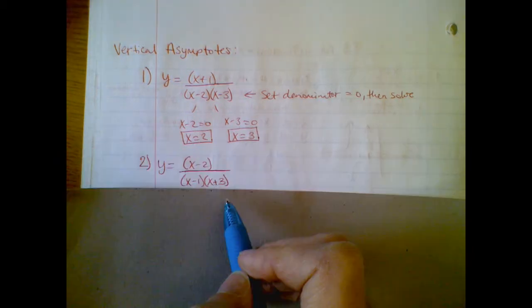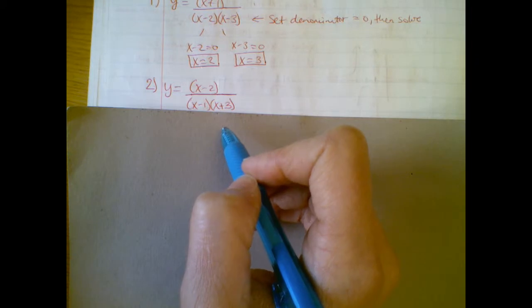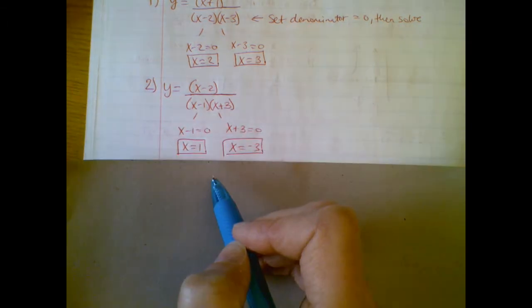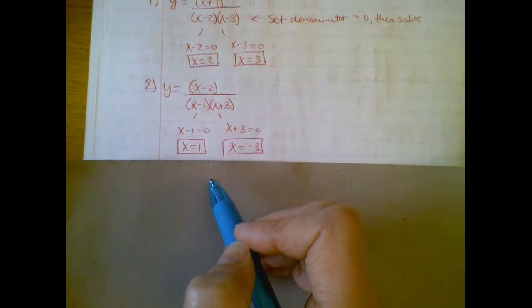This next one, we have y equals x minus 2 divided by x minus 1 times x plus 3. We set our denominators equal to 0 and solve for them, so our vertical asymptotes would be at positive 1 and negative 3.